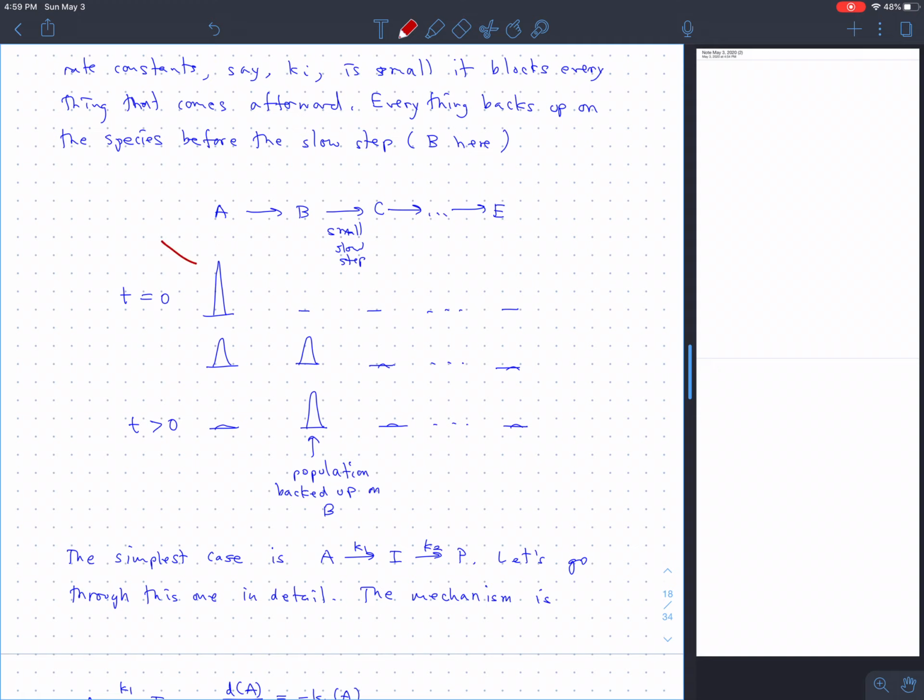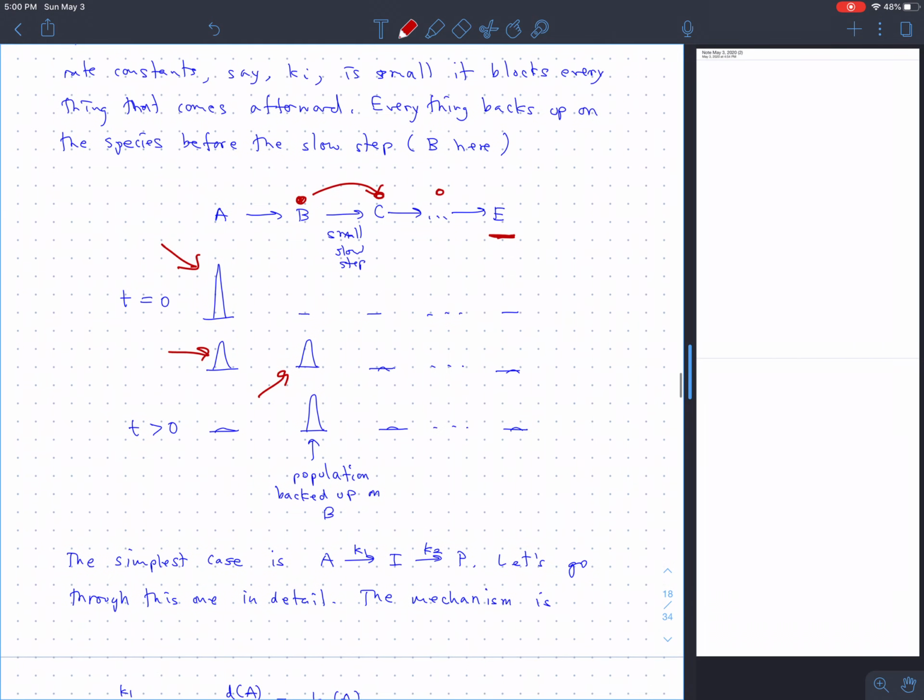You start with some A, you wait a little while, the A goes down, but now B is building up. You wait a little while after that, and B will start to become C, will start to go over to C. But in order to get to E, you have to go through every single intermediate. Start at A, end up at B, then go to C, then go to D, then go to whatever is next.